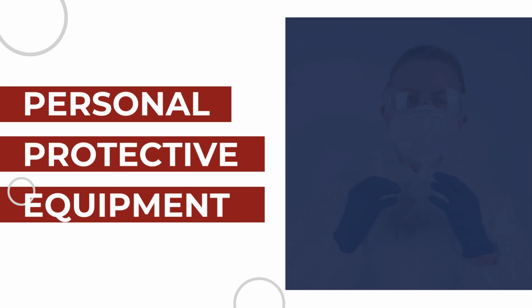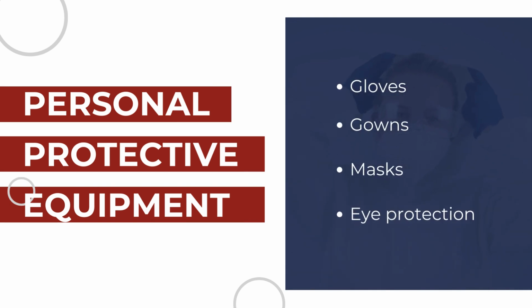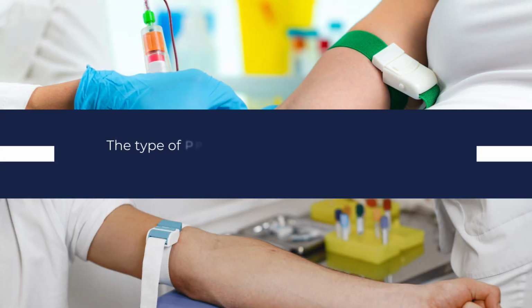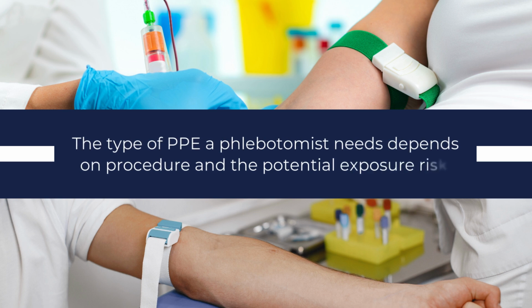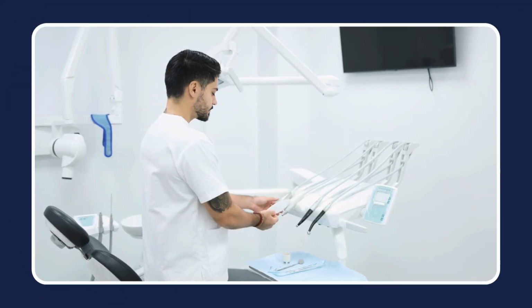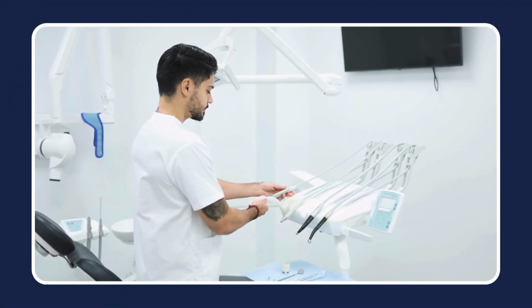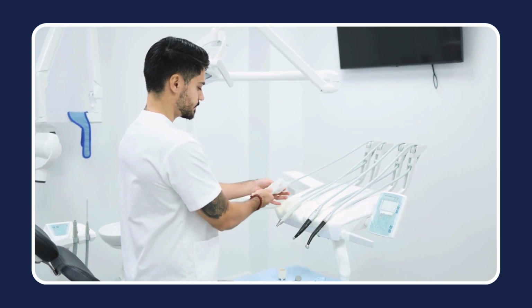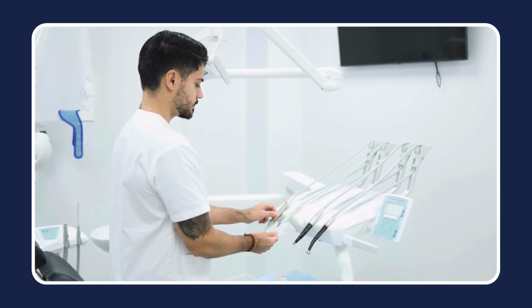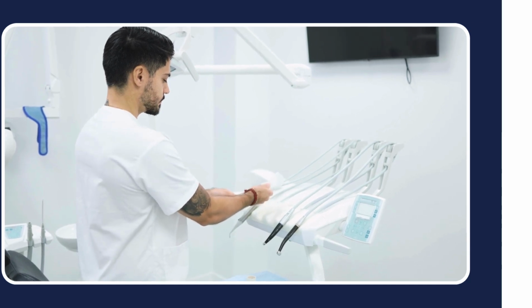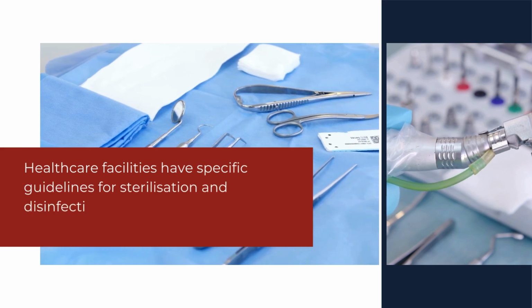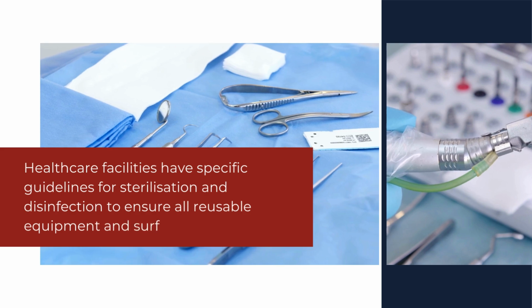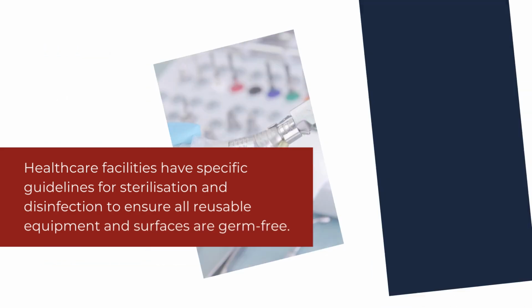Personal protective equipment such as gloves, gowns, masks, and eye protection act as a barrier against germs. The type of PPE a phlebotomist needs depends on the procedure and the potential exposure risk. Maintaining environmental control through regular cleaning and disinfecting surfaces reduces pathogens that cause infection in clinical settings. Healthcare facilities have specific guidelines for sterilization and disinfection to ensure all reusable equipment and surfaces are germ-free.